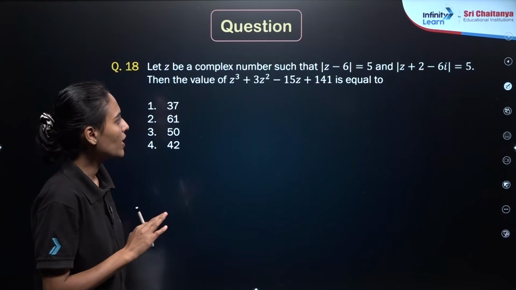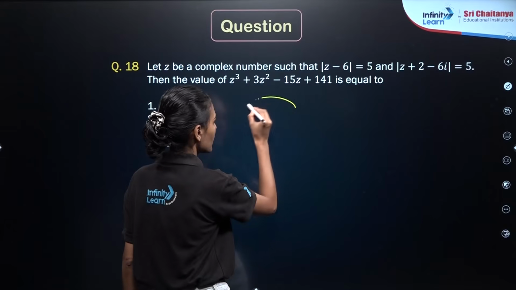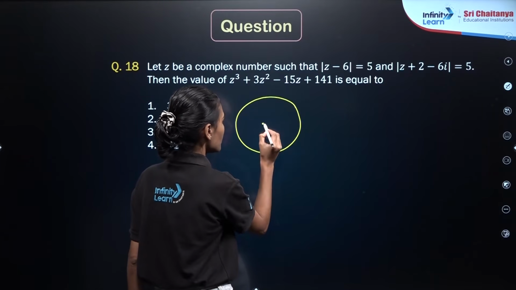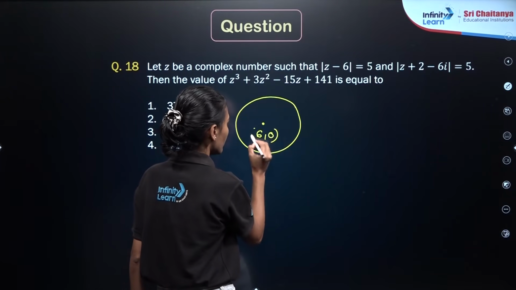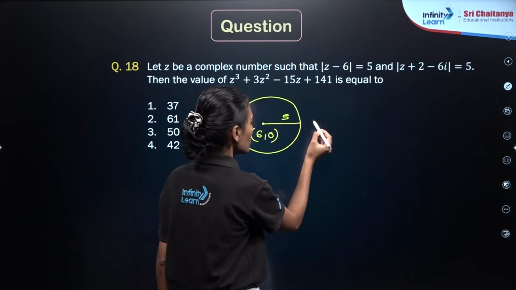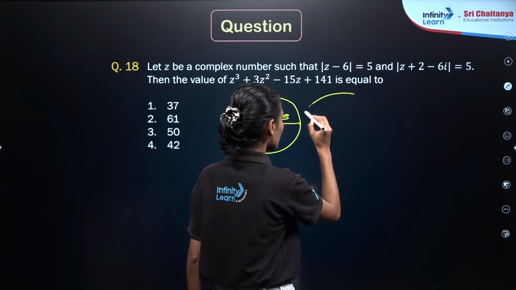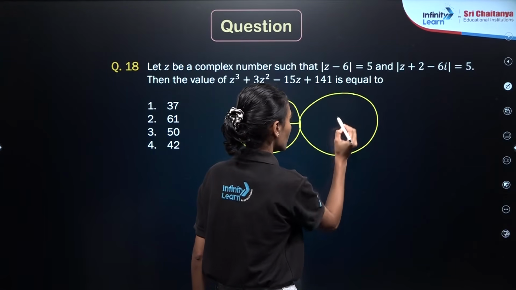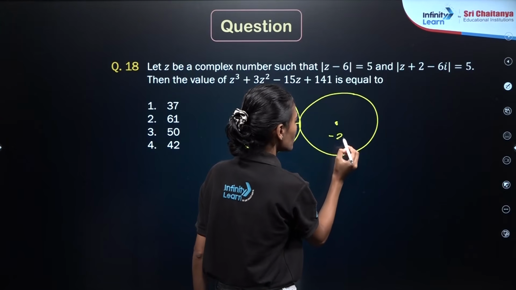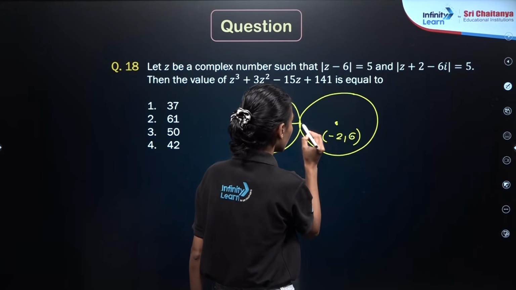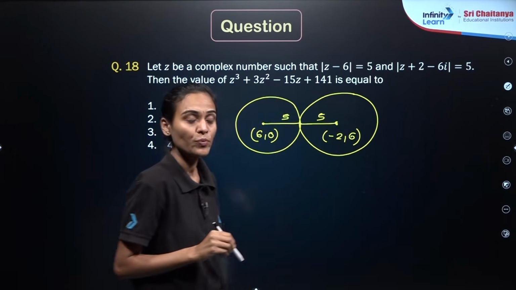So here you have z minus 6, which means the center is (6, 0) and the radius is 5, and these two circles are touching externally, students. The second circle's center is (-2, 6) and the radius is again 5. So what is the midpoint?